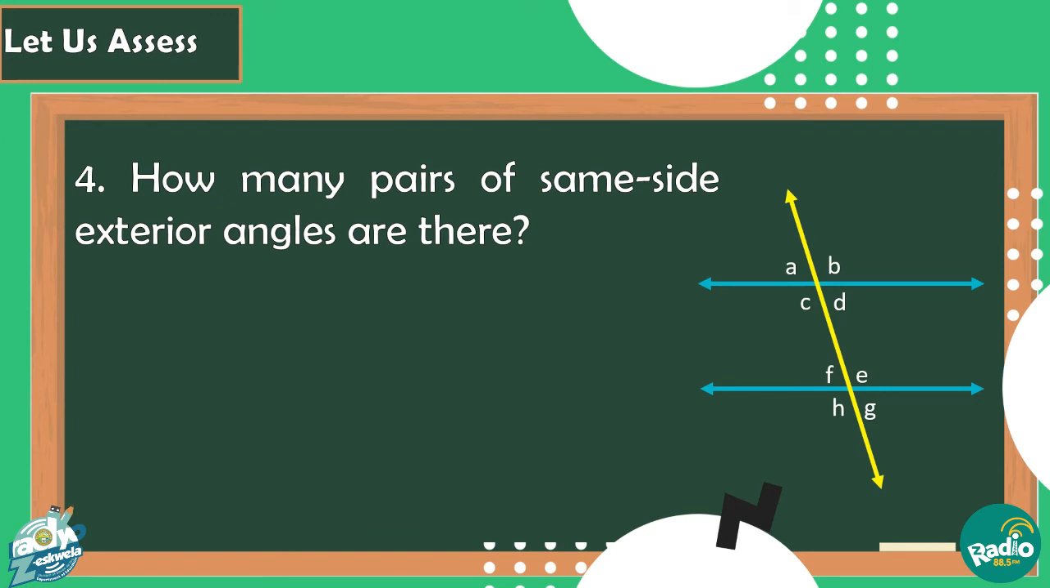Number 4. How many pairs of same-side exterior angles are there? A. 8, B. 4, C. 6, D. 2. The answer is D. 2.